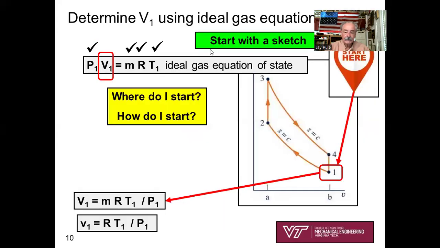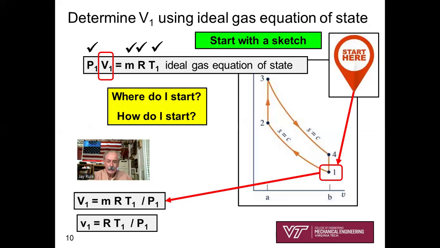Okay, so let's see. Now I'm going to start my solution. All right, and so I'm going to start with a sketch in a green text box. I must plop down my Otto cycle model on the PV diagram. And I study, what am I given? I do recognize that I'm given pressure and temperature at state 1. So by process of elimination, I'm going to start at state 1.